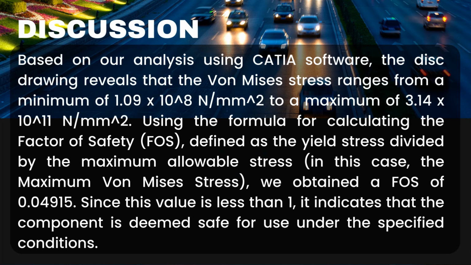I will continue the presentation by explaining the discussion from the experiment. The analysis conducted in CATIA software revealed that von Mises stress ranges from 1.09 exponent 8 Newton per millimeter square to 3.14 exponent 11 Newton per millimeter square. By calculating the FOS, the factor of safety, as the yield stress divided by the maximum von Mises stress, the obtained FOS of 0.04915 indicates that the component is considered safe for use under the given condition, as it is less than 1.